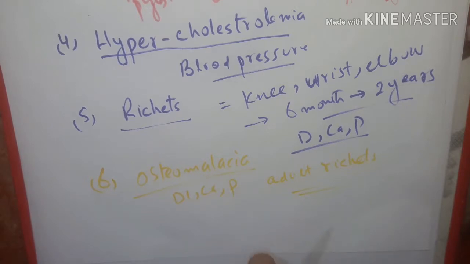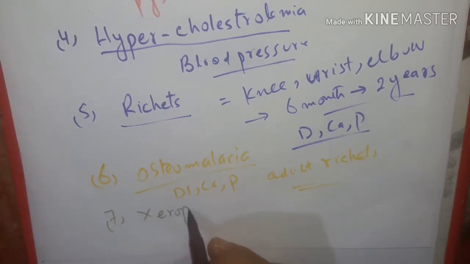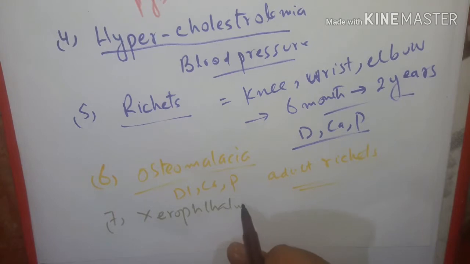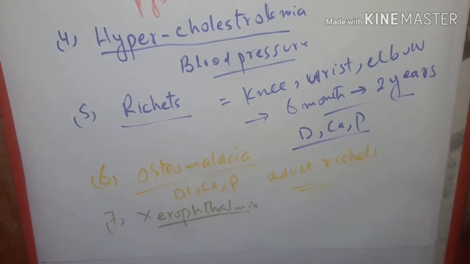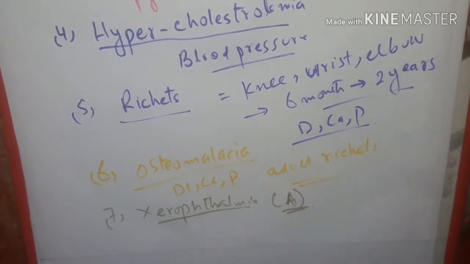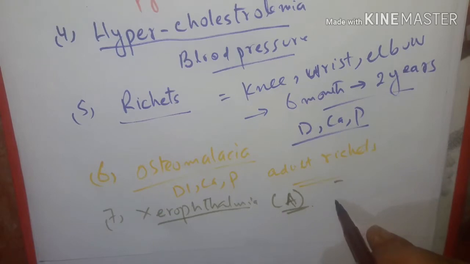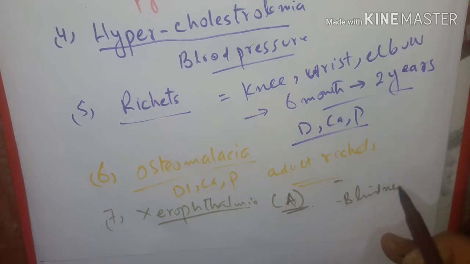And now let's take another nutritional disorder. There is the seventh one, xerophthalmia. It's actually a vitamin A deficiency disorder, which is caused by stoppage of lacrimal activity. Cornea and eyelids become dry and ulcerated. It leads to swelling of dry eyelids and opacity of cornea. So xerophthalmia, if untreated, leads to blindness. So definitely it will lead to blindness.